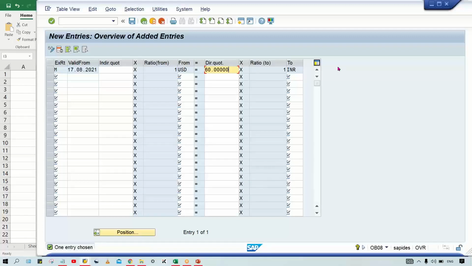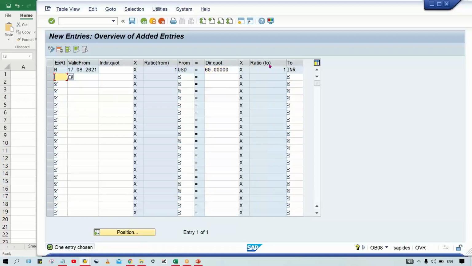Or else, in a different way, we can say direct quotation generally means 1 unit of foreign currency shows the total value of local currency. 1 unit of foreign currency means 1 USD equals 60 INR. So 1 unit of foreign currency shows the total value of local currency.